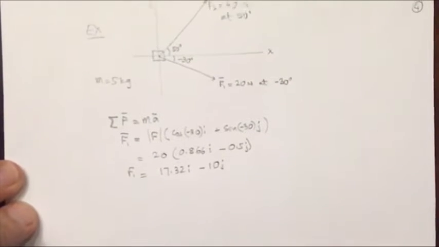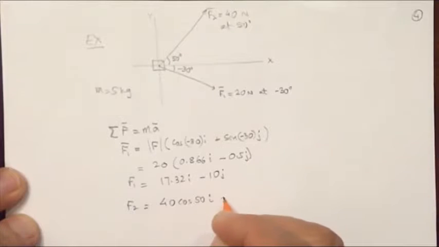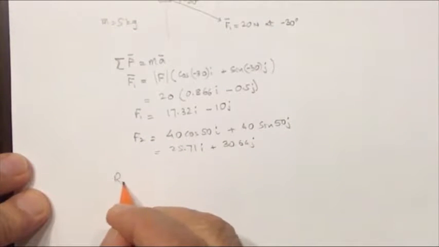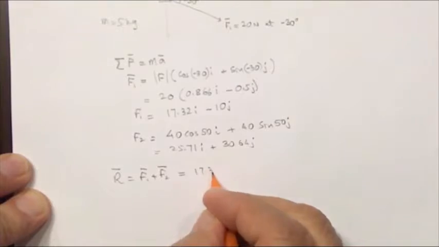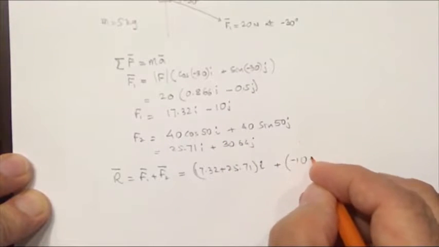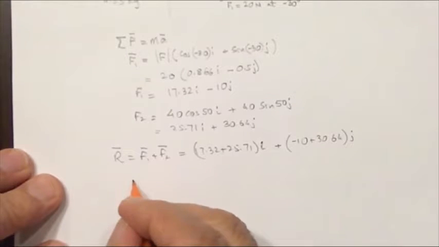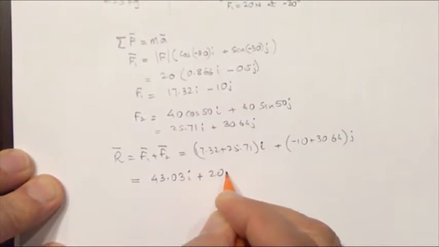And similarly, F2 can be written as 40 cosine 50 i plus 40 sine 50 j, which is 25.71 i plus 30.64 j. And then the resultant force is F1 plus F2, and we add the i with the i, so it's 17.32 plus 25.71 i, and we add the j with the j, so it's minus 10 plus 30.64 j. Never ever add an i with a j. i's can only add with i's, and j's can only add with j's, and that becomes 43.03 i plus 20.64 j.